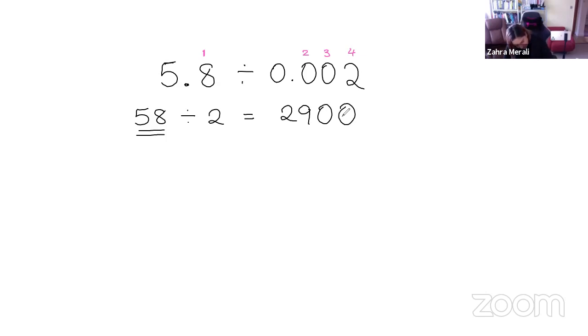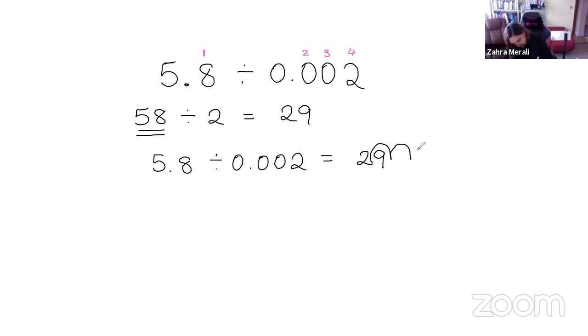So let's put it here. 5.8 divided by 0.002 is, I take my 29, and it's as if I put the decimal place back, but then I've got to jump it by 3. So then I've jumped it by 1, 2, 3, and those 2 zeros go there.